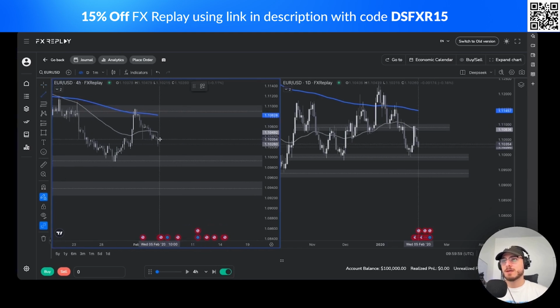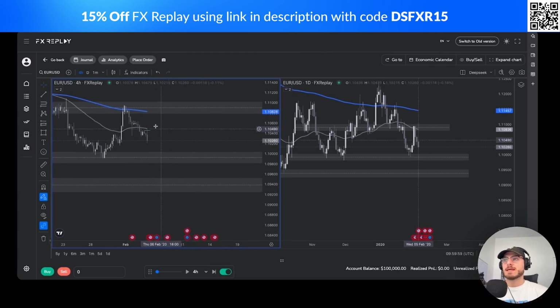That one I like because why? We have these candles that took out all of those highs, and then it also broke down and engulfed everything here. So I do like that.